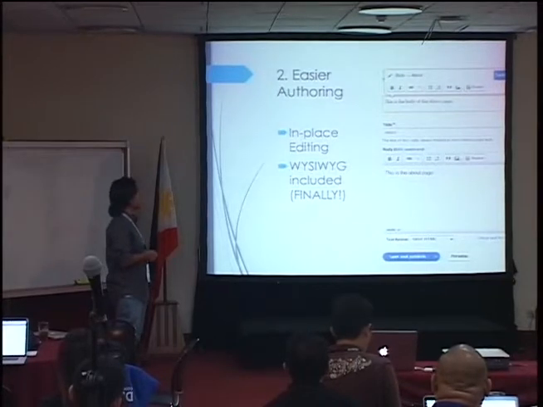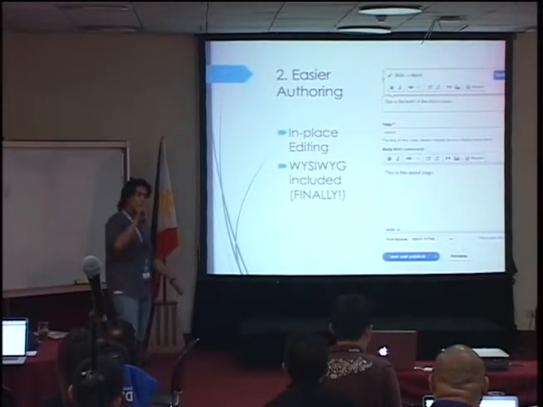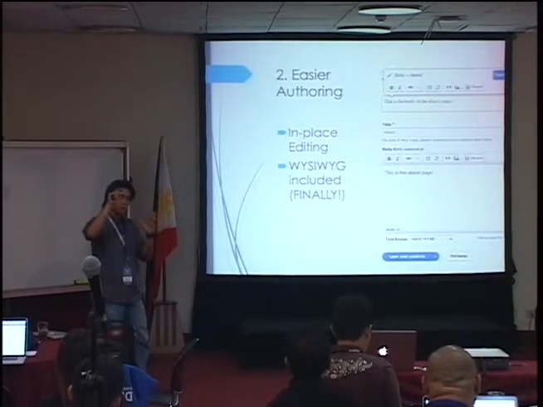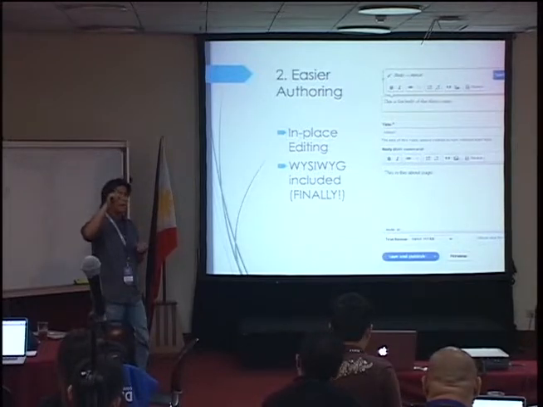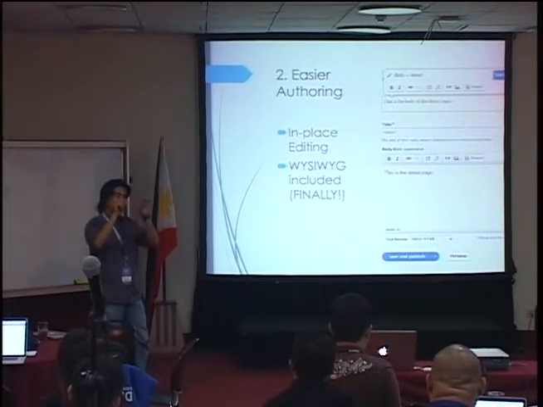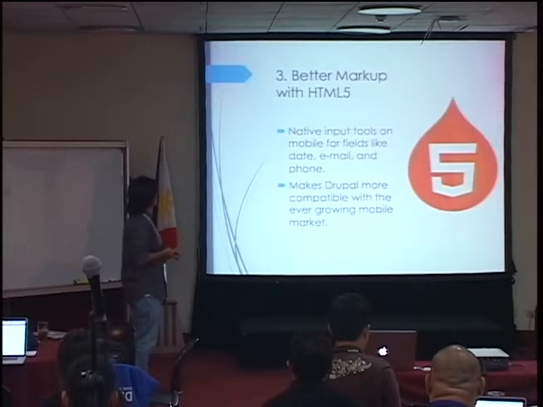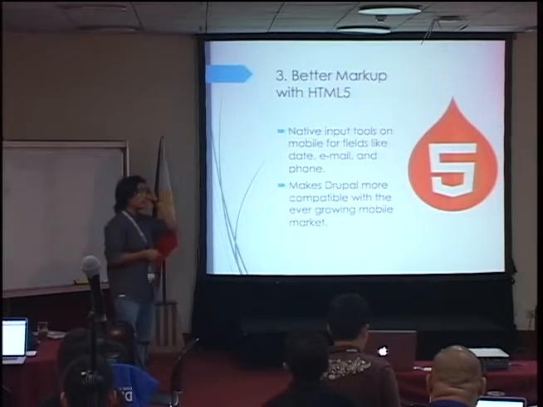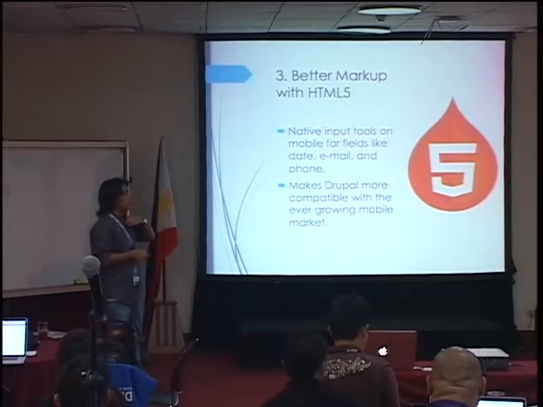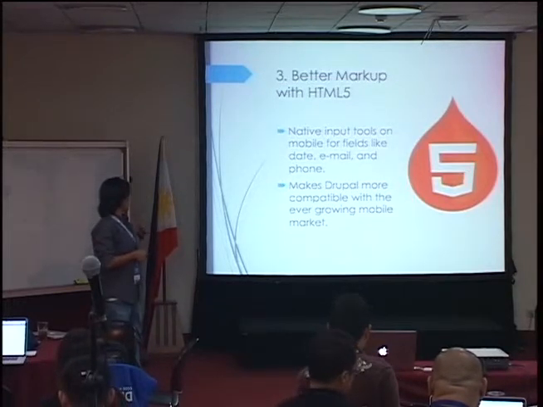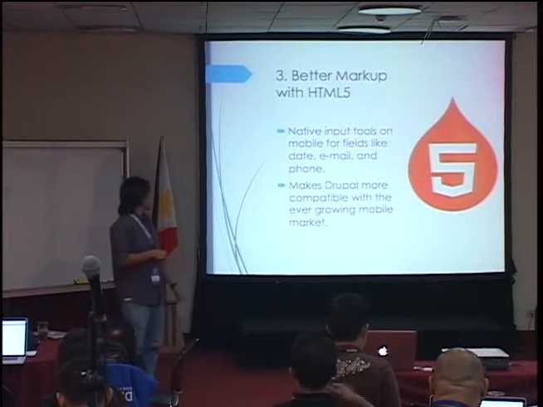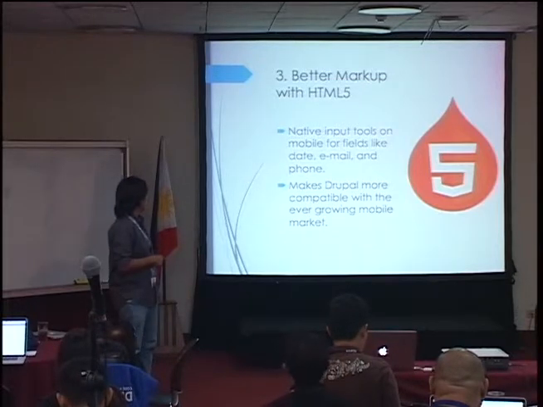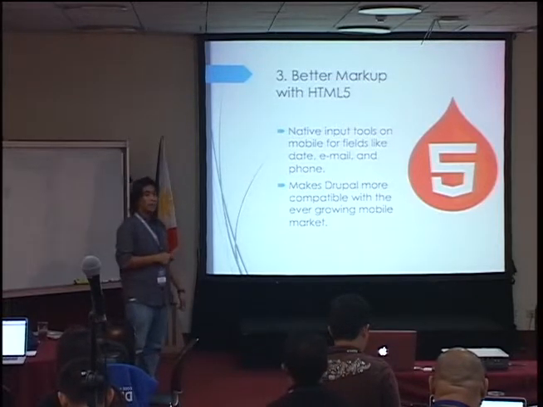There's also in-place editing. So when you go to a page and you hover over a piece of content, there's a small pen icon. You click on it, then you can do some quick editing right there on the page and then save it there. So better markup with HTML5. Since Drupal's been rewritten, it uses the native input tools on mobile for fields like date, email.